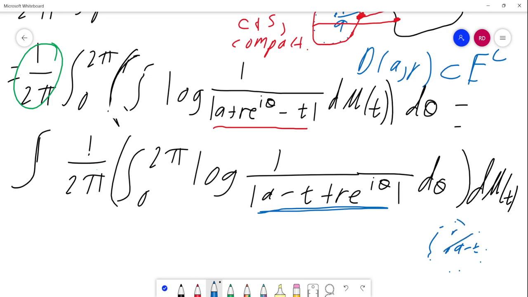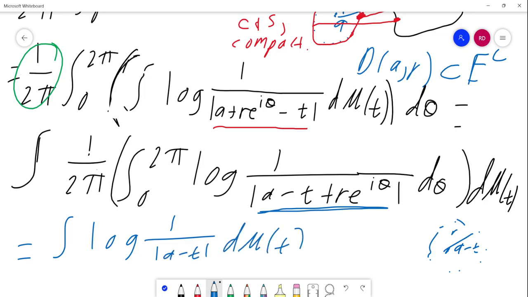So the harmonic function mean value property says we could just change it to evaluate the function, that is the log of 1 over z, at the center, which turns this into the integral of log of 1 over a minus t d mu t. And that is the definition of u to the mu of a.